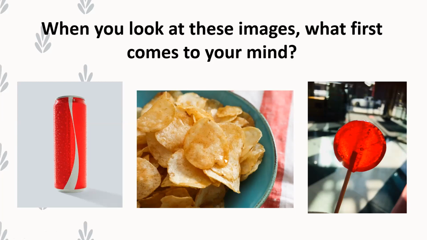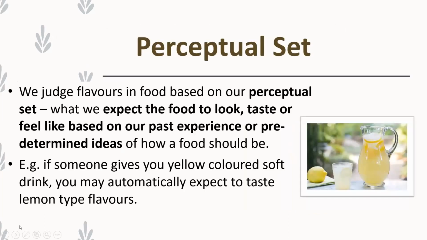So again, in the same way that visual distortions or distortions of perception are about expectations versus reality, when we look at flavors, it's always about expectations versus reality as well. If I gave you that can of Coke and it was flat, it wasn't fizzy, you would be disappointed. So we have certain expectations, and these are all to do with our perceptual set. So we judge flavors in food based on our perceptual set, and that is basically to do with what we expect the food to look like, taste like, or feel like, based on our past experience.